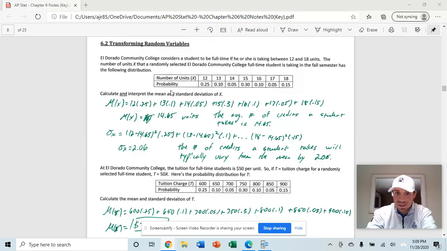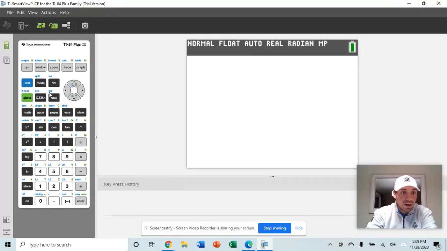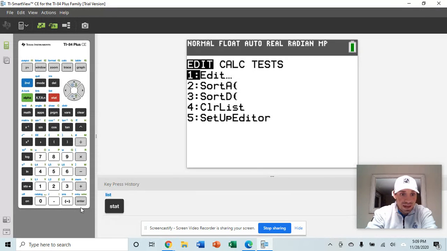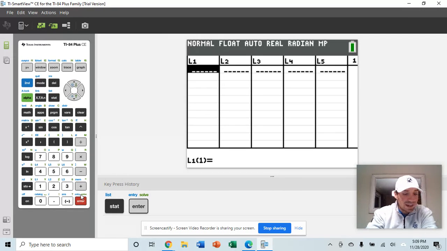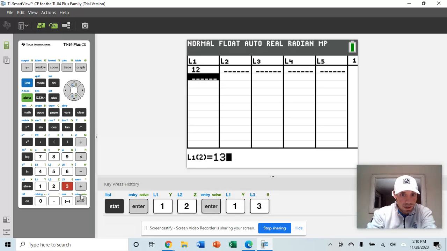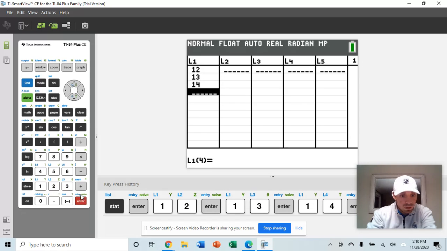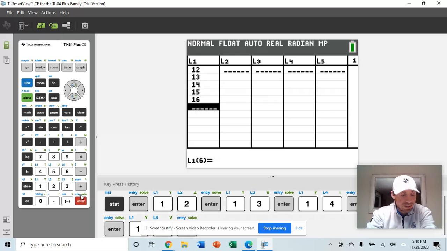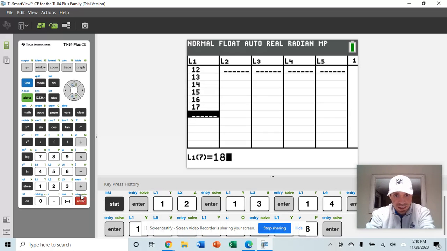We are asked to find the mean and the standard deviation. So I've written out the formula for the mean, taking each of our different values for x and multiplying times the probability, and then adding those together. Keep in mind that we can have the calculator get these values for us as well, both the mean and the standard deviation, by going to stat and edit, and then entering in L1 our values for x, which would be 12, 13, 14, 15, 16, 17, and 18.